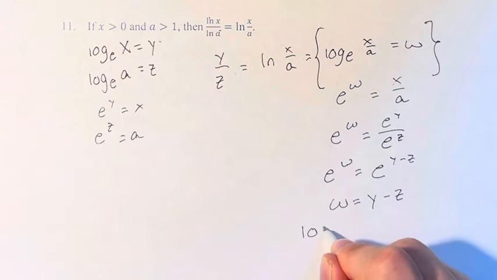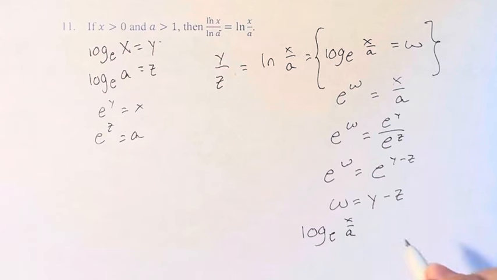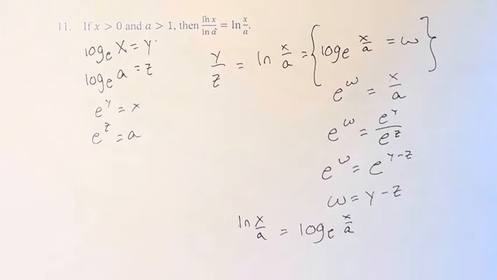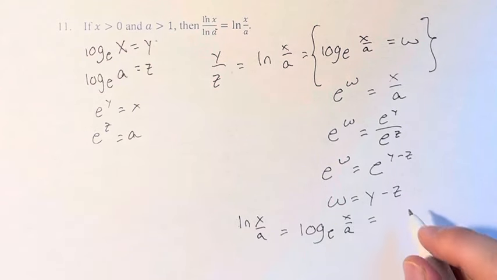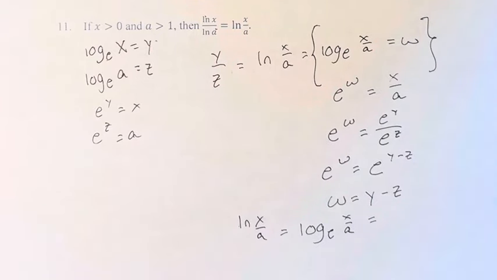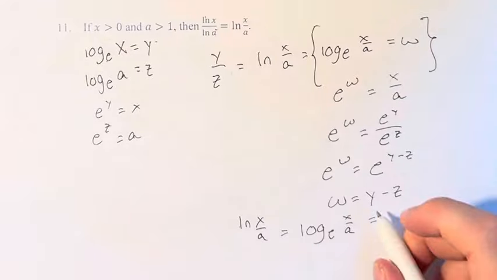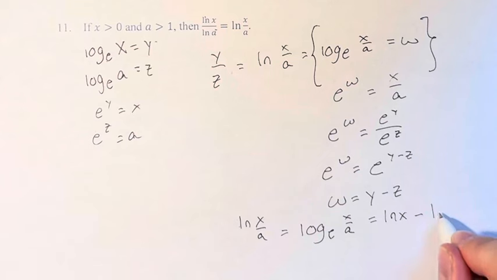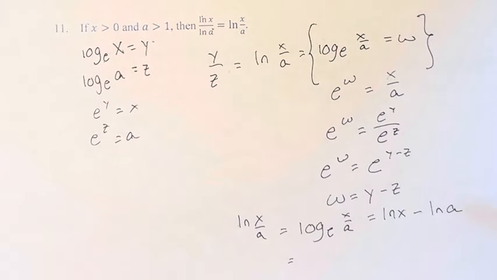Therefore, log base e of x over a, or ln of x over a, as the problem puts it, is equal to y minus z, which is log base e of x, ln of x, minus ln of a. And therefore it looks like this is not true, because here we have division, here we have subtraction.